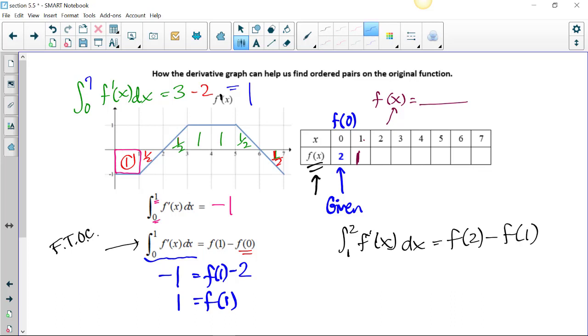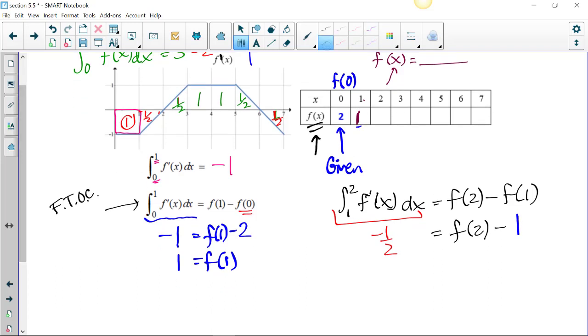Okay, well, this I can get from my picture, from my graph. The area between 1 and 2 is negative 1/2. Okay, f of 2 I don't know, that's what I'm trying to find. I know f of 1 though. F of 1 is 1, because I found that over here, so I can use it again and find f of 2. Solve for f of 2.